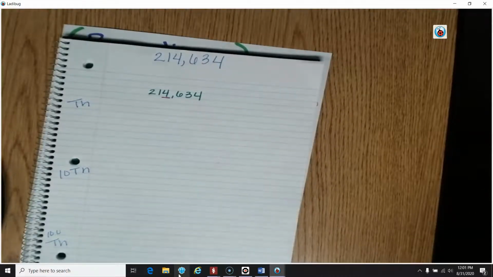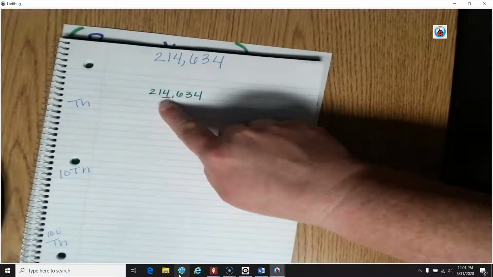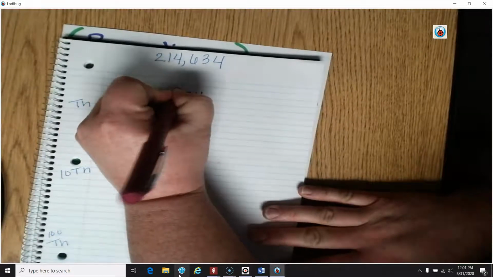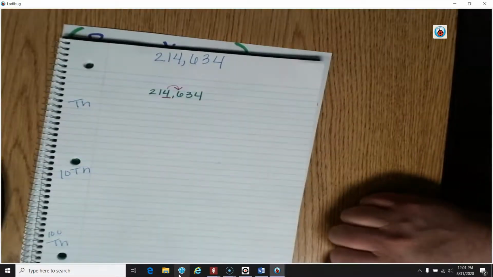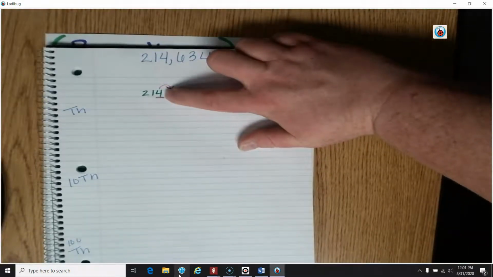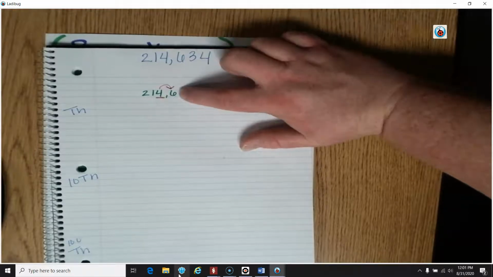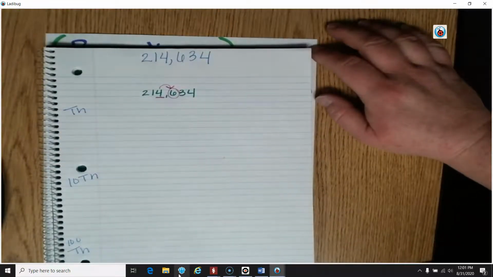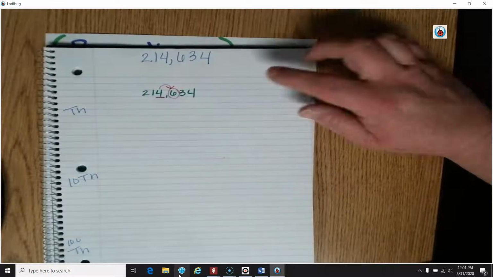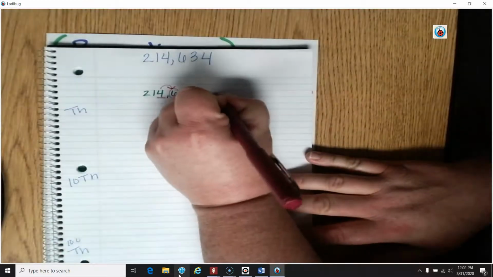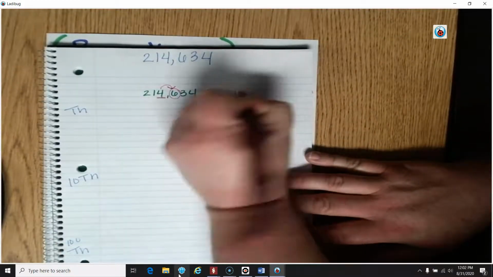Now, to decide what to do with that 4, whether it stays a 4 or goes up to 5, I have to go next door one place to my hundreds. Okay? Now remember, if this number is 5 or more, I have to add one more 1,000 to this number. If this number is 4 or less, I let it rest. And I know that 6 falls into the 5 or more category, so that means I have to add one more.